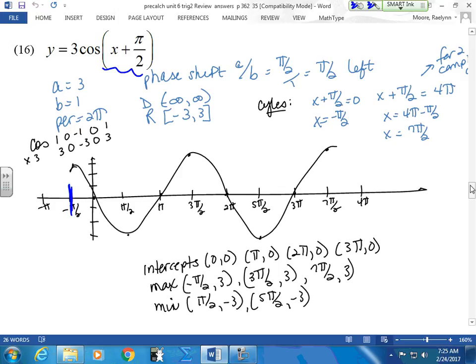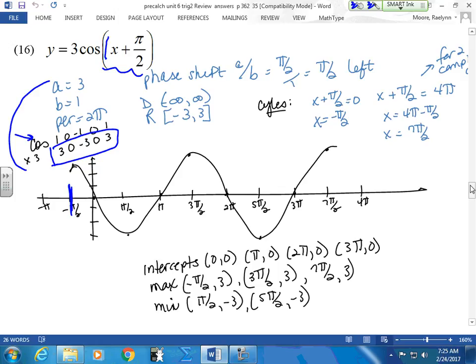So where I find my cosine, I look for my cosine. My 1, 0, my negative 1, 0, 1. I bring it back to the 1. I multiply it by 3. These are the tick marks that I have to use. My period is still 2 pi because my frequency is 1.